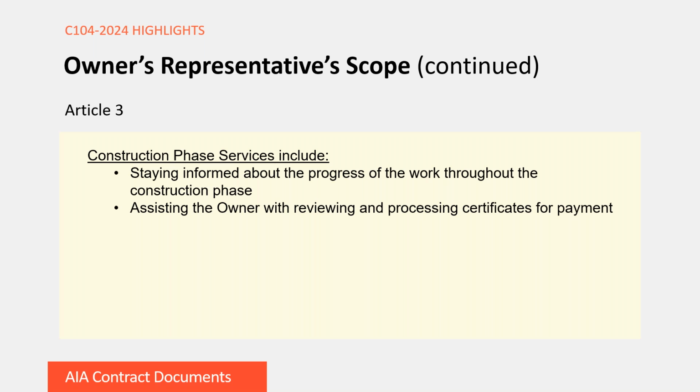So, for example, the owner's representative may be reviewing copies of requisitions, releases or waivers of liens from subcontractors or suppliers, and to the extent that they discover any discrepancies or concerns during their review of these certificates for payment, they would inform the architect and owner of what they've found.